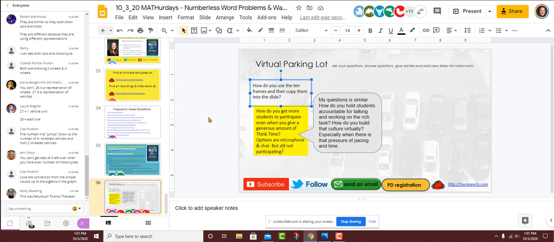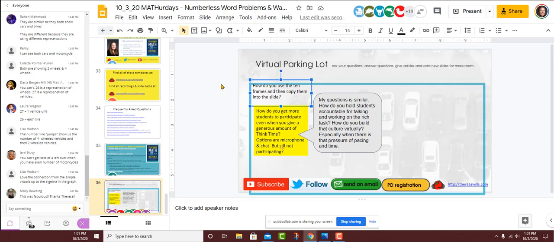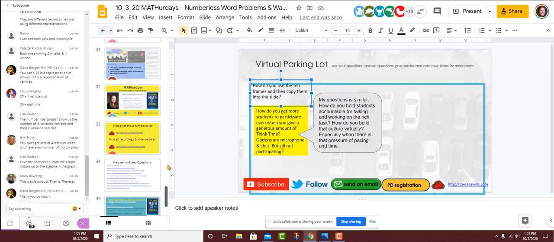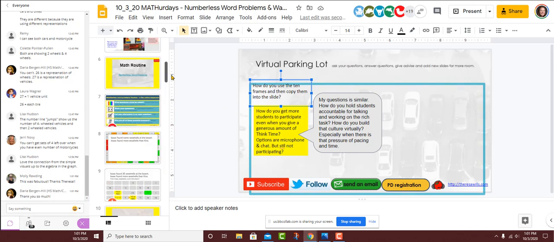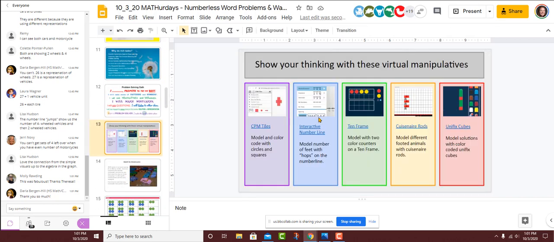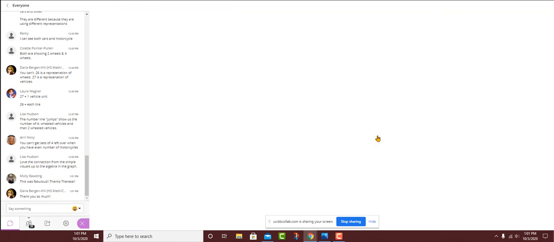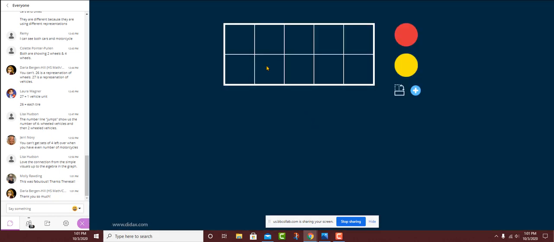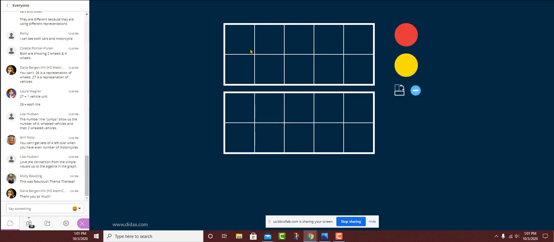Somebody asked, how do you use the 10 frames and then copy them into the slide? So I'm going to share my screen to showcase how I would do it, and I'll invite anyone else to share their ideas too. So here's the 10 frames. This is a virtual manipulative. I might use the 20 spots, put in some motorcycles, put in some cars.